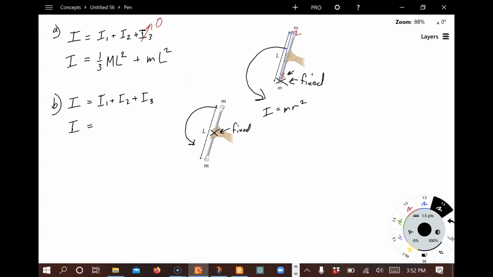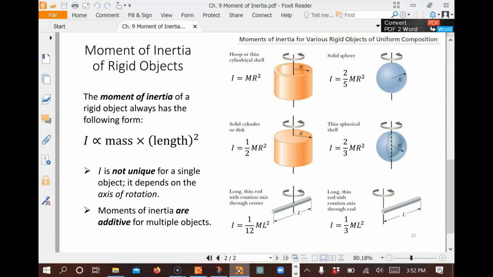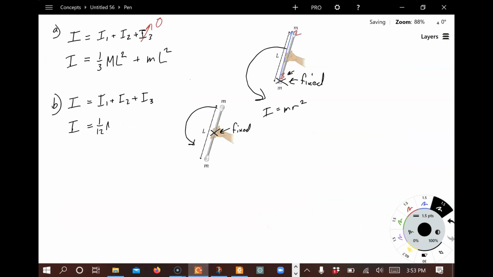So for I1 now, we need to go back and look at the rod equation when the axis of rotation is through the center. In this case, it's 1/12 ml squared. And for I2, again, we're going to use the point mass formula. But now if you look at mass 2, and here's mass 3, we can see that the distance from the axis is equal to L over 2. For mass 3, it's also equal to L over 2. So for I2, it's going to be m times L over 2 squared. And for I3, it's the same: m times L over 2 squared.